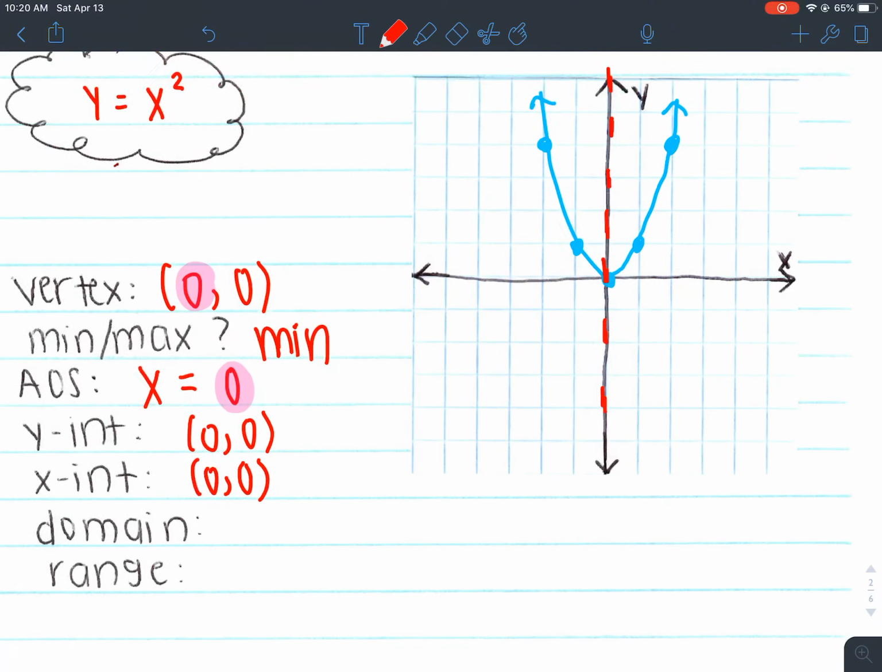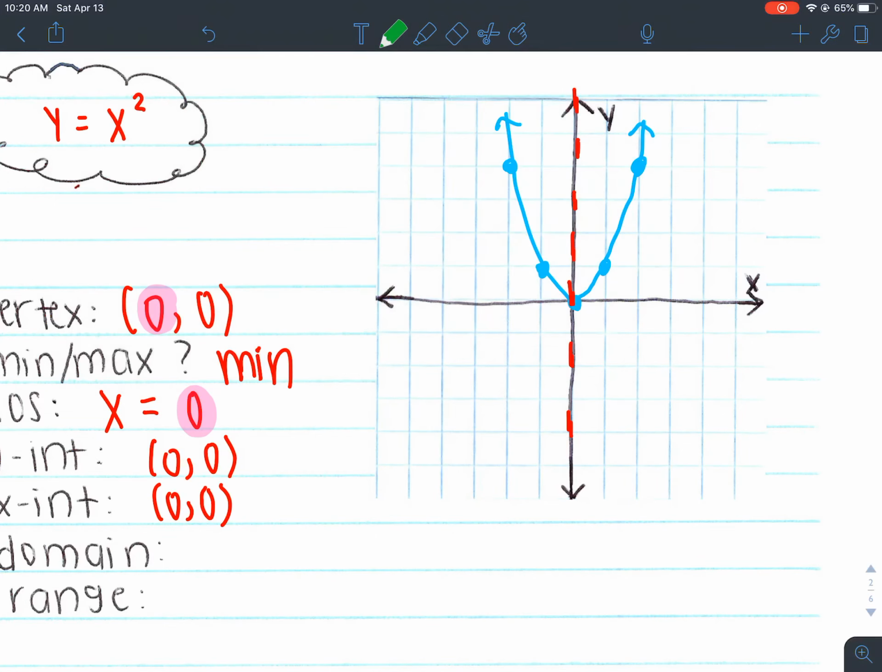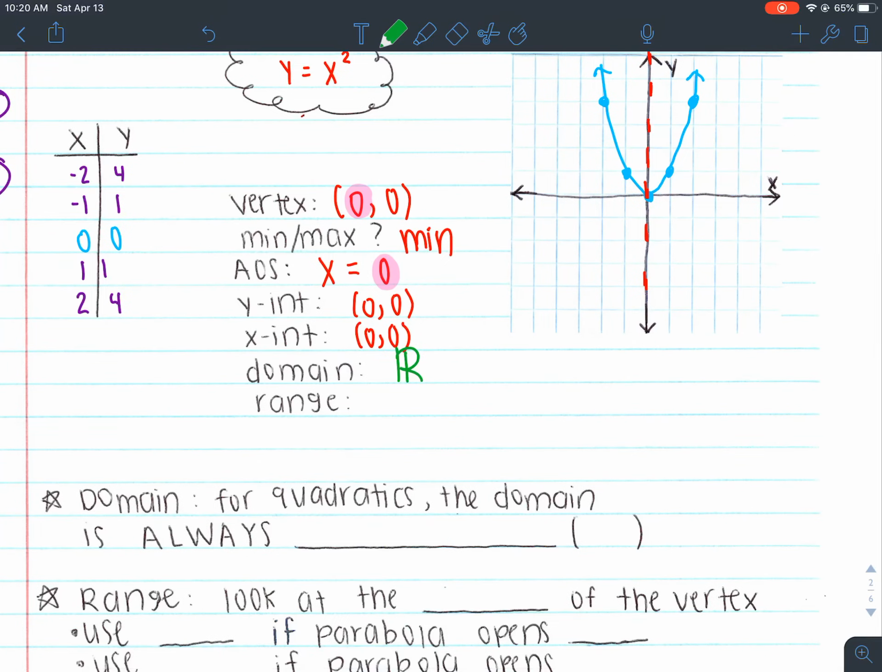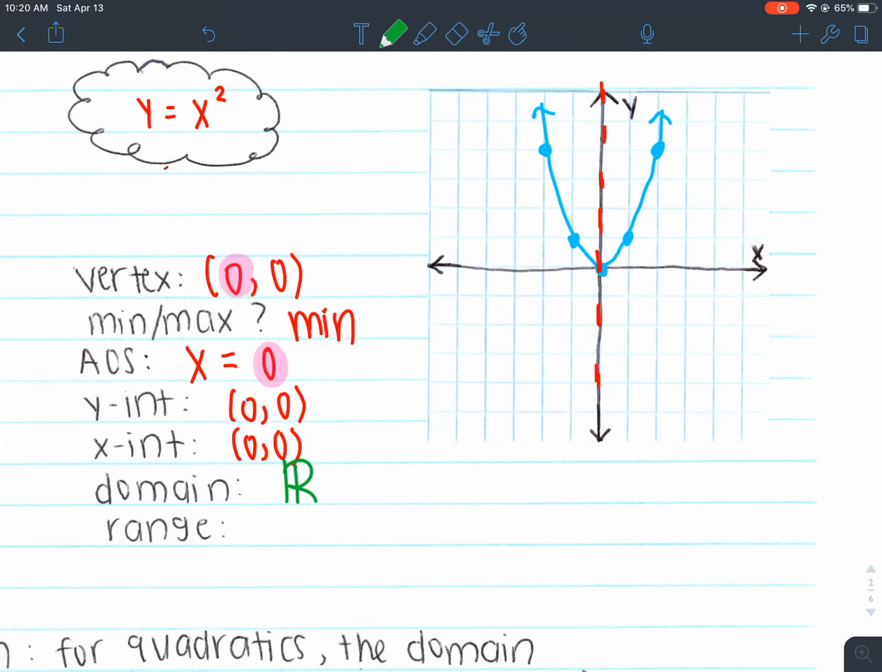Now your domain, let's think about it. If I go as far as I can to the left of my x-axis, does my graph keep going? Does it ever stop? Keeps going, right? It's never going to stop. If I go to the right as far as I can, it will keep going no matter what. So for my domain, it's going to be all real numbers because it's never going to stop. Okay, remember that we write that as R, that double-bar R.